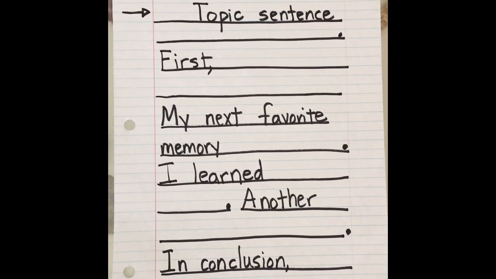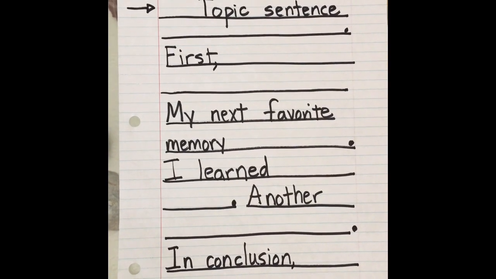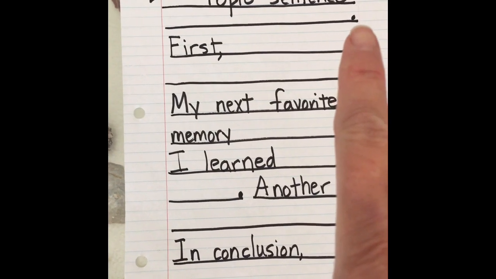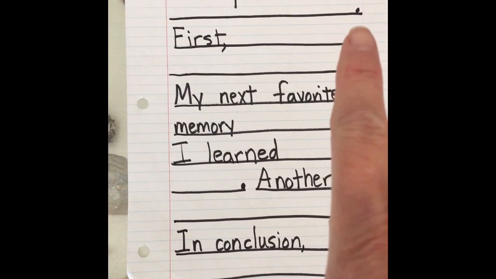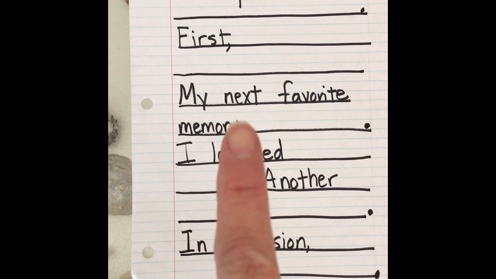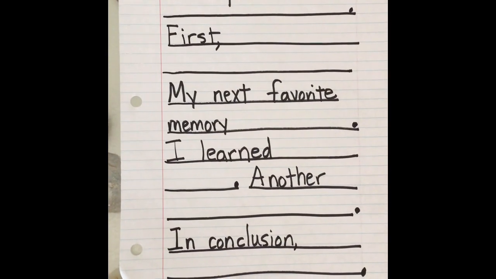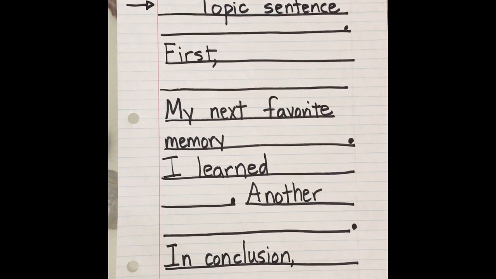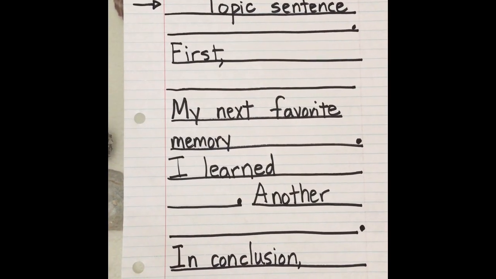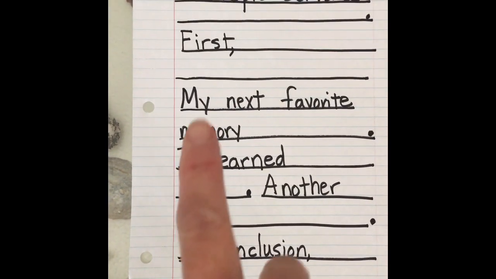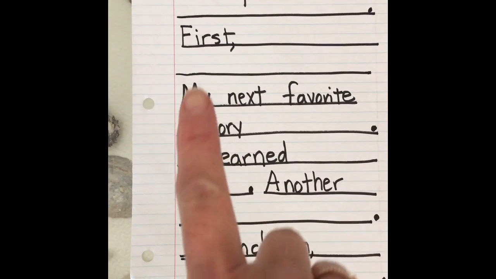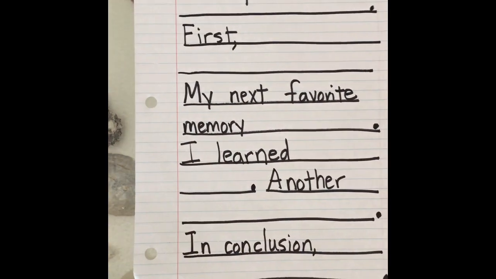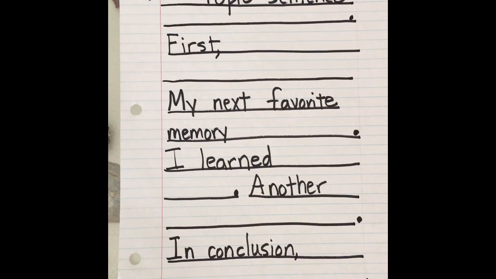Remember, we are looking for several things. Did you remember to start with a capital and end with a period or maybe even exclamation? Do you have transition words? Did you remember to include describing words this time? And did you vary your sentences? See, mine started with first. The next one said, my next. Don't start with I every time.